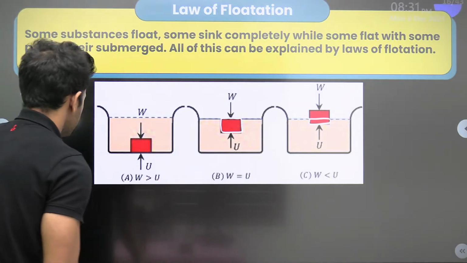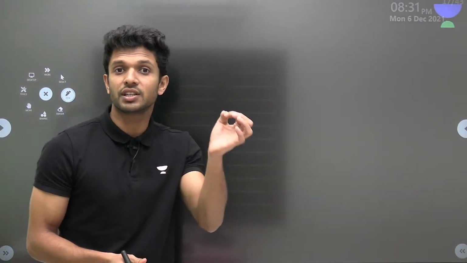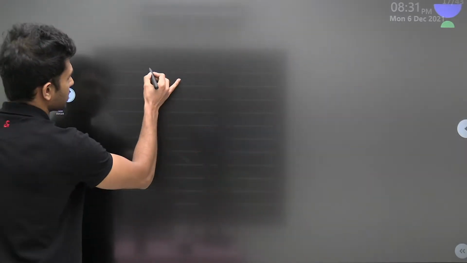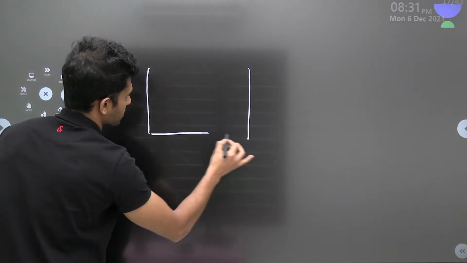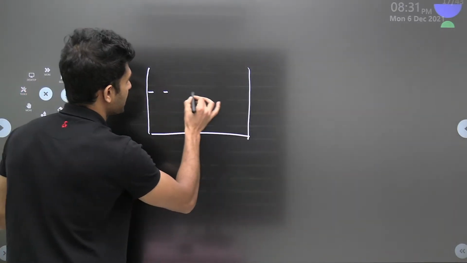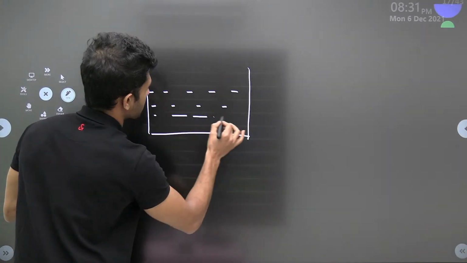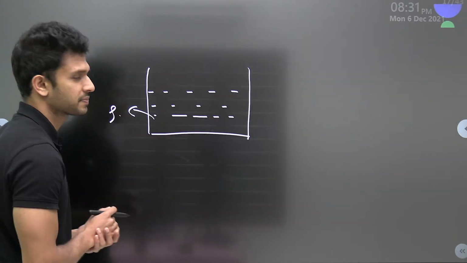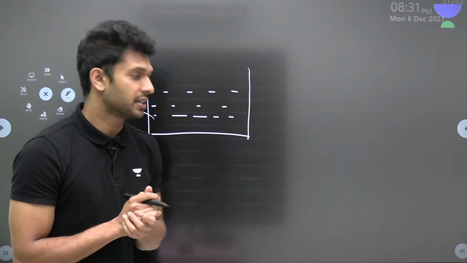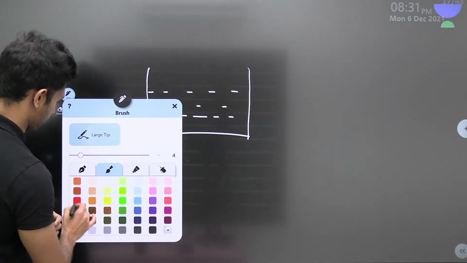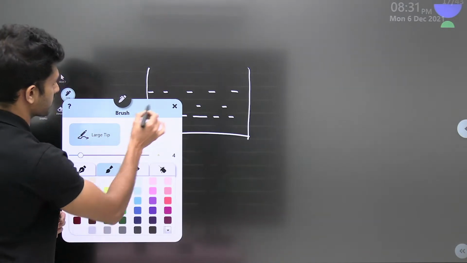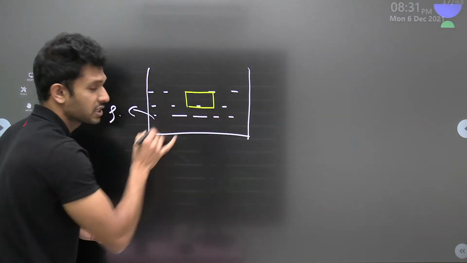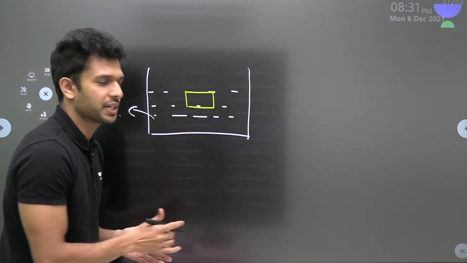Now, let us take a fresh page and understand how all these different cases happen when a material is dropped in a fluid. What is this? A beaker. What do we have in the beaker? We have the fluid inside the beaker. Let's say it has a density of rho. Let's look into the very first situation, where the body is floating with its volume entirely submerged inside the fluid.